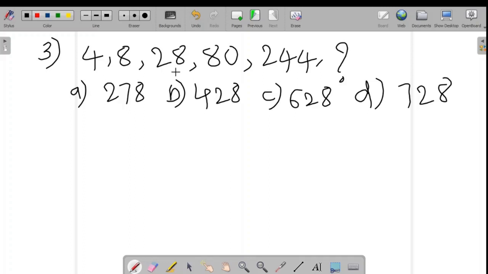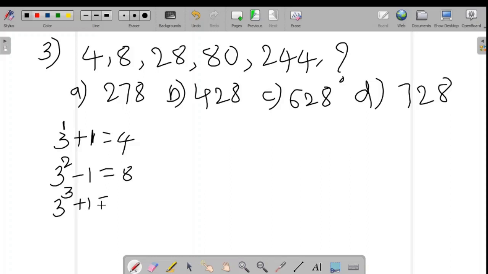Just remember, if you get something around 28 in any sequence, if you get 28 and 80s, it should be something like cube of 3 plus 1, cube of 3 minus 1, something like this. 3 to the power 4, 3 to the power 5 minus 1. See here 243, 3 to the power 5. Can we try to write the sequence here? We have to observe it is 3 to the power 1 plus 1 is 4. 3 to the power 2, 9 minus 1 is 8. 3 to the power 3 is 27 plus 1 is 28.